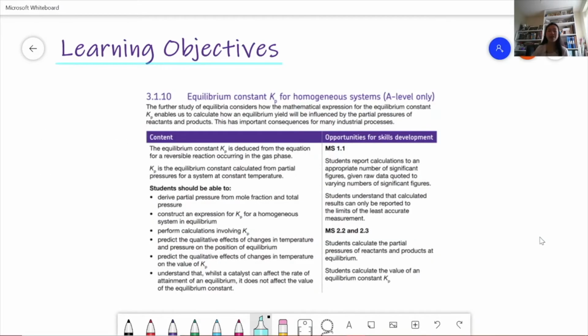Everyone, thanks so much for joining me for this lesson. Today we're going to be learning about the equilibrium constant Kp for homogeneous systems.